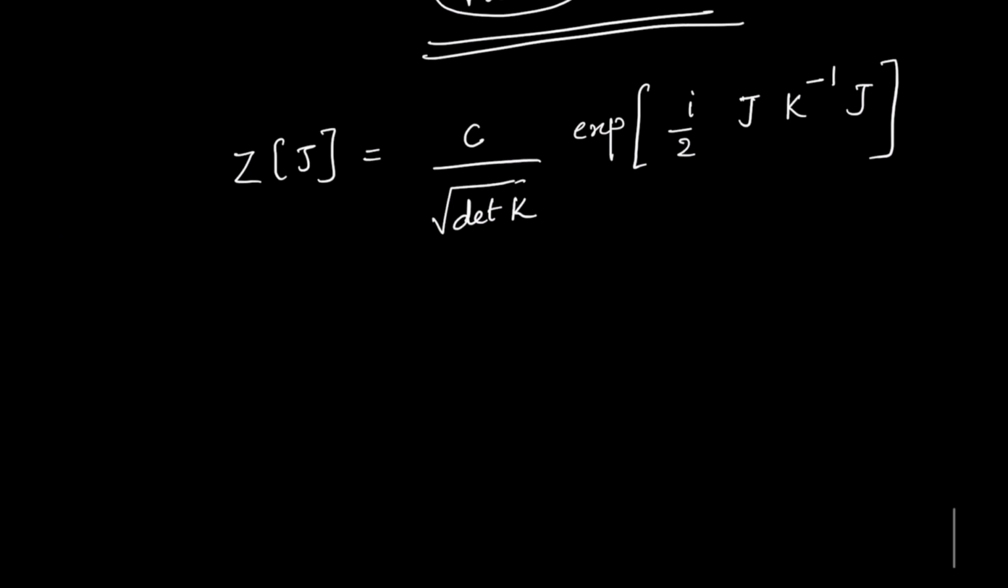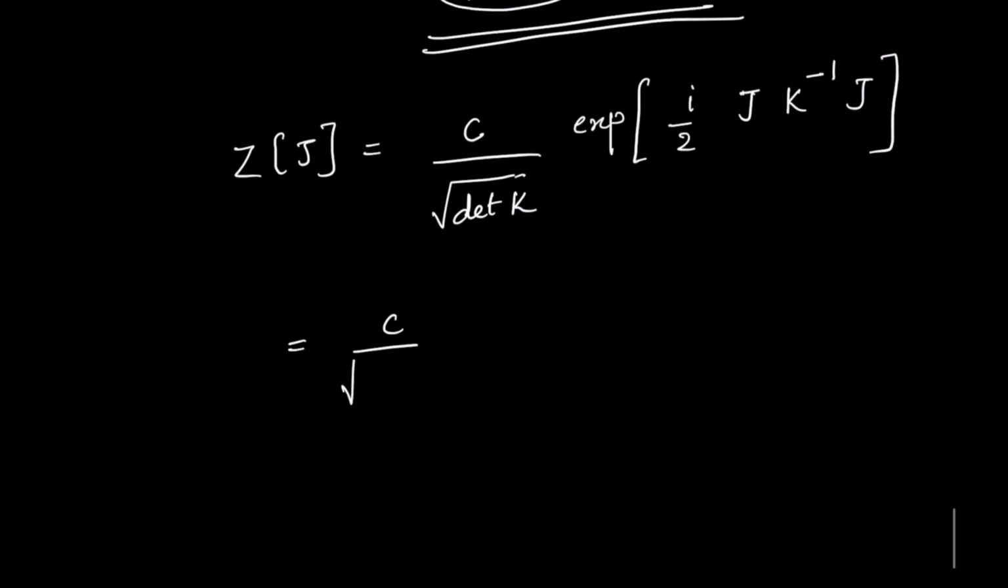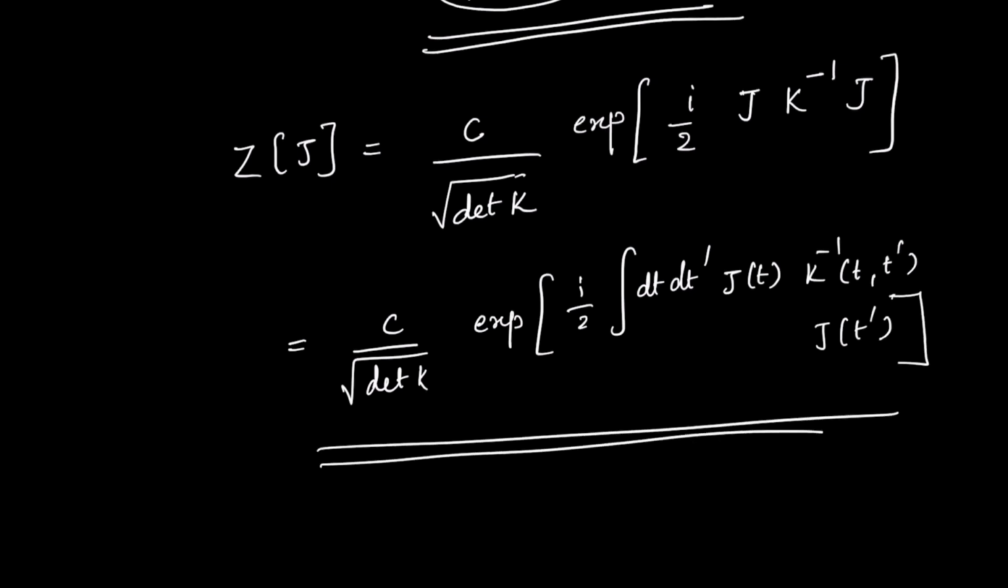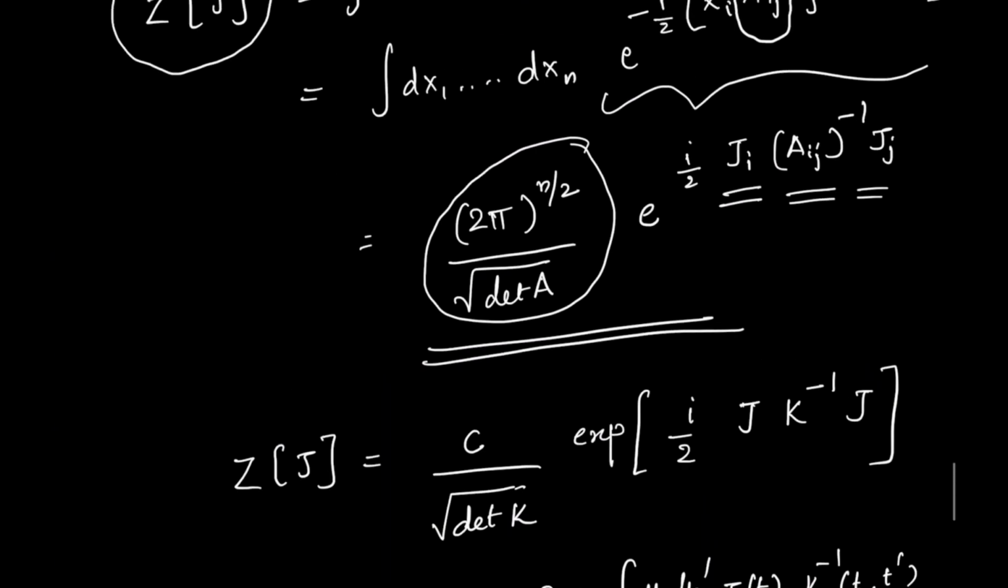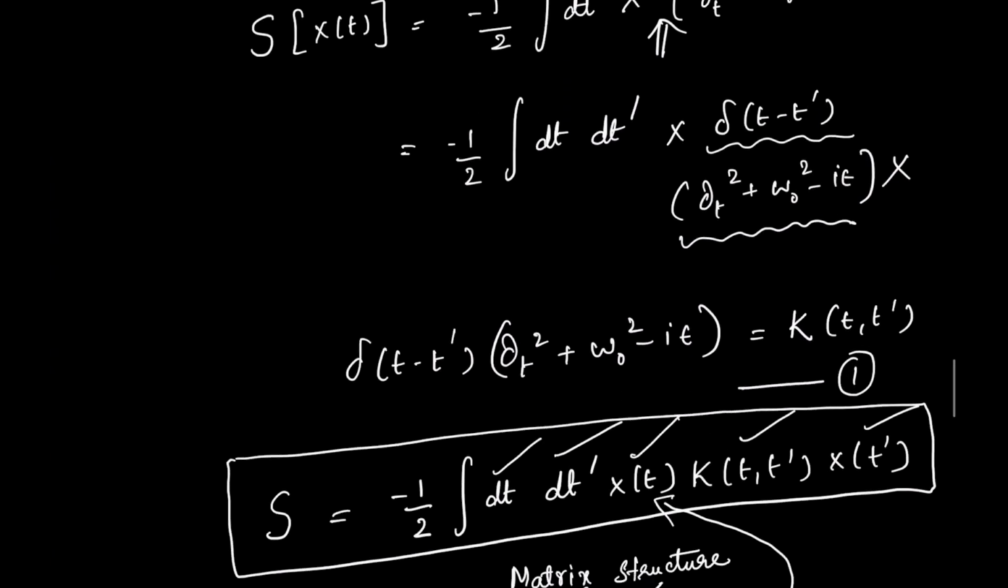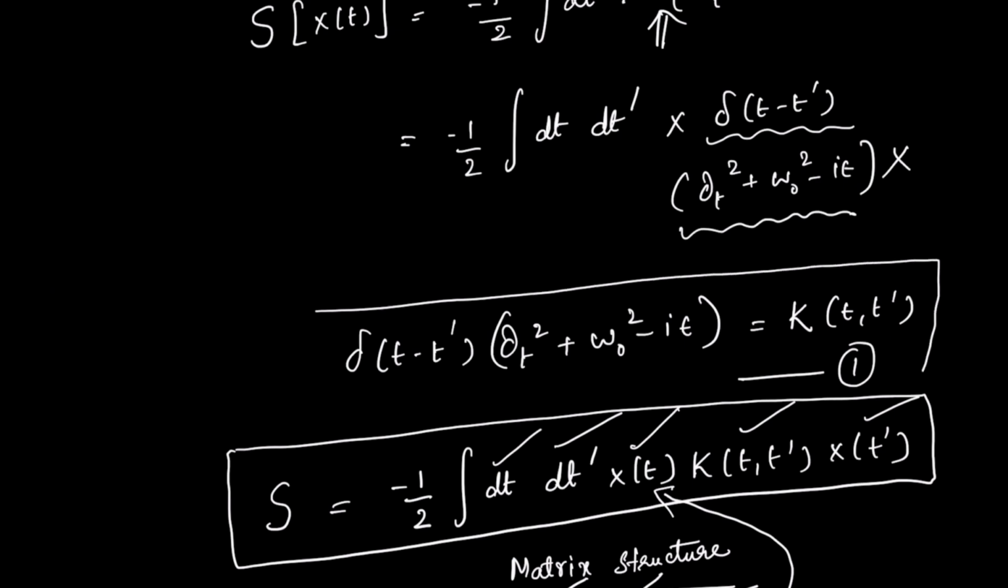So in the function language I can write this as C by root of determinant K exponential i by 2 integral dt dt prime J of t K inverse of t, t prime J of t prime. So this is the generating functional. We have defined K here. Already we have defined K. What is K? Equation number 1. If you see here, this is K.